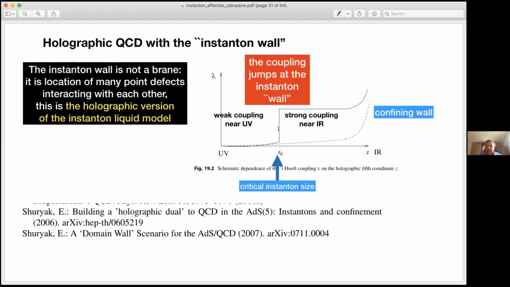What happens is that the coupling makes a jump, like in the plots I have shown above. So before the scale, it is weak coupling, and then it jumps to some strong coupling. So there are like two domains, weak coupling and strong coupling, and then there is this confining wall, which kind of cuts it off. That's the proposed model. The current models have coupling which is strong here and weak here, but they do it continuously. I'm saying it should be done like this.